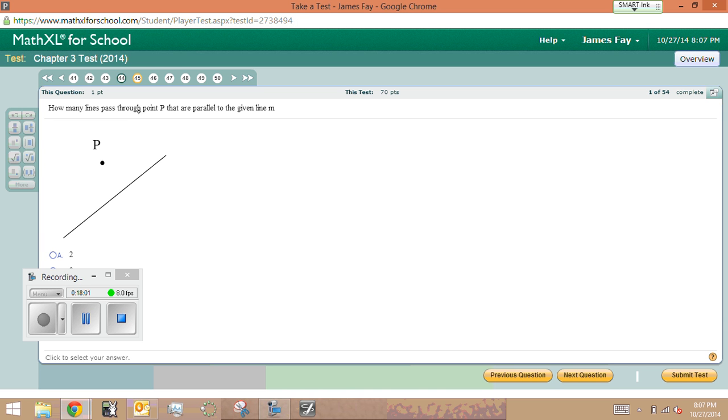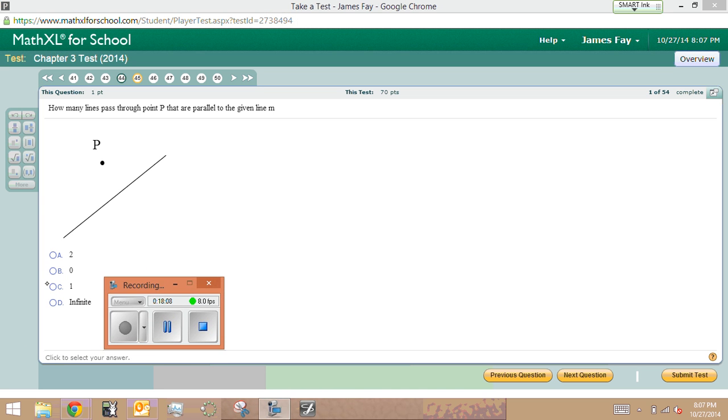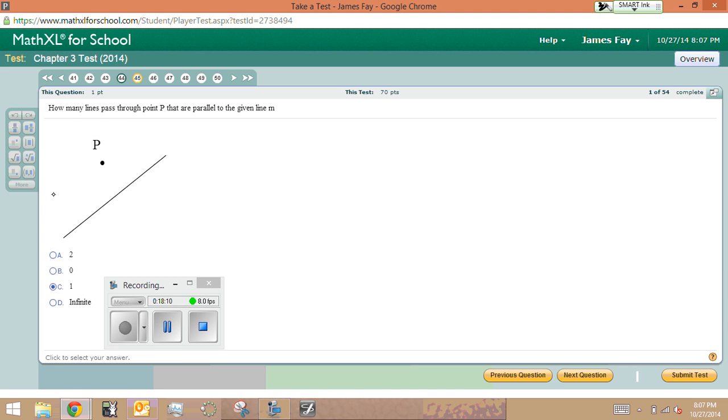So how many lines pass through point P that are parallel to the given line? We talked about this in class. That is only one. Okay, there is only one line that goes through P that is parallel to the given line. There's an infinite number of lines that go through P, but all of them except for the one that I've drawn here will intersect this given line at some point.